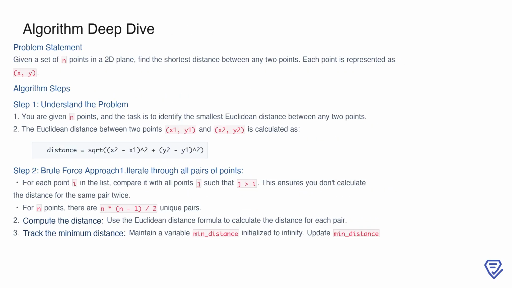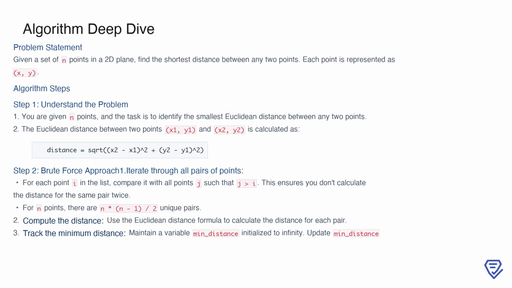To solve this problem, we start by clearly understanding the task. We are given a set of points in a 2D plane, and our goal is to determine the shortest distance between any two of these points. The distance we use is the Euclidean distance, which measures the straight-line distance between 2 points.